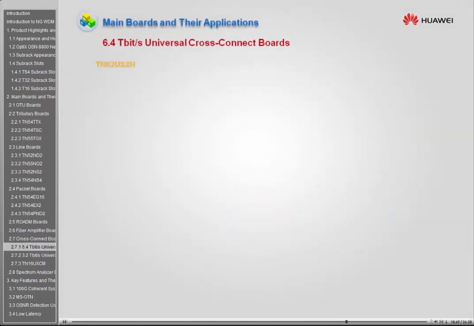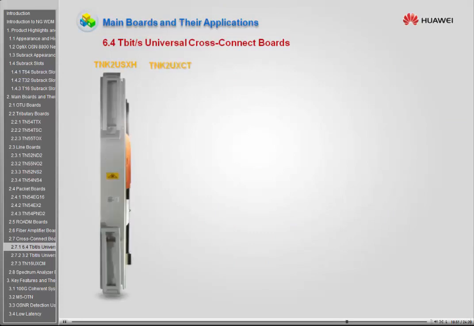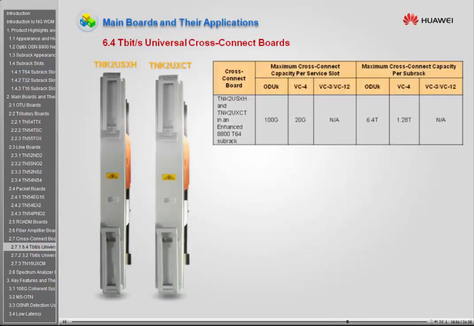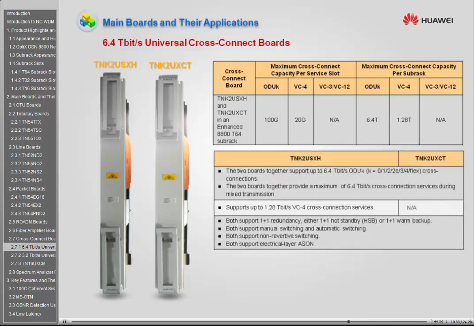The TNK2UXCT and TNK2USXH boards are designated for enhanced optics OSN 8800 T64 subracks and must be used together. Together, they offer a maximum of 6.4 terabits per second cross-connect capacities and support ODUK and VC4 cross-connections.